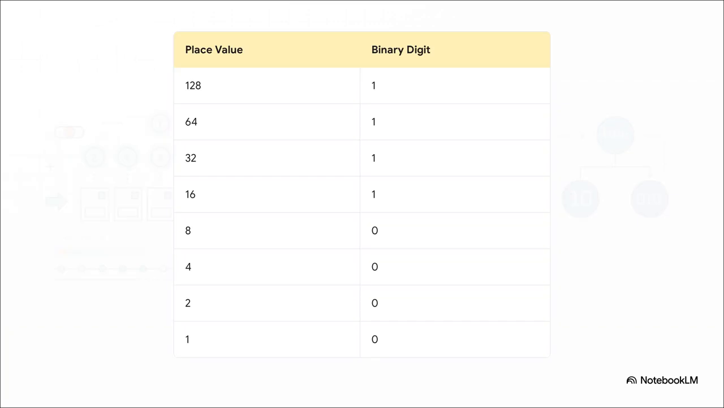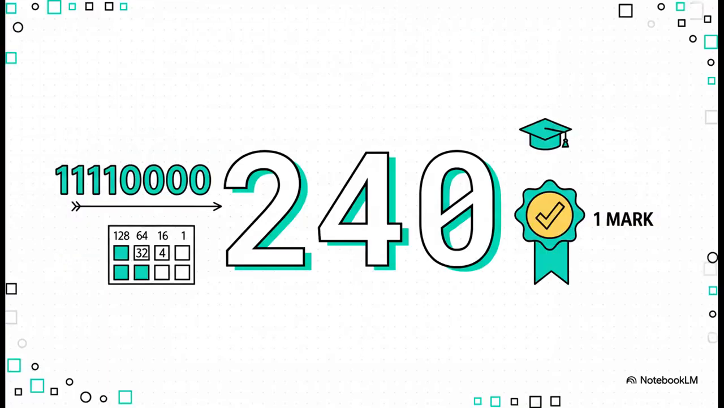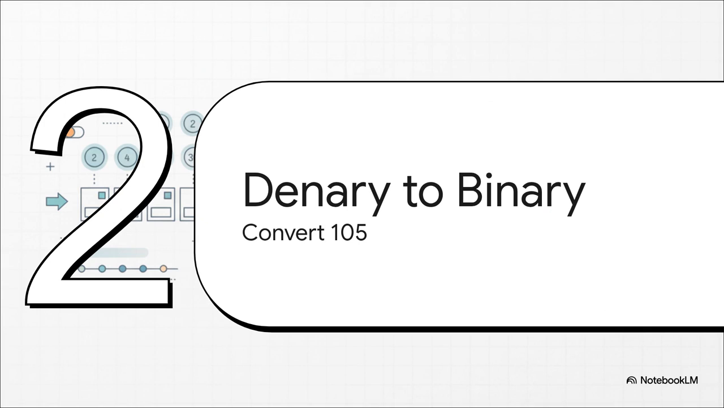So here you can see it all laid out nice and clear. We've got our place values, 128, 64, 32, and so on, all lined up. Now all we have to do is grab the ones that have a 1 underneath. So that's going to be 128 plus 64 plus 32 plus 16. And that gives us our first answer, 240. See, it's that straightforward. That's 1 mark in the bag. Okay, let's move on to the next row.